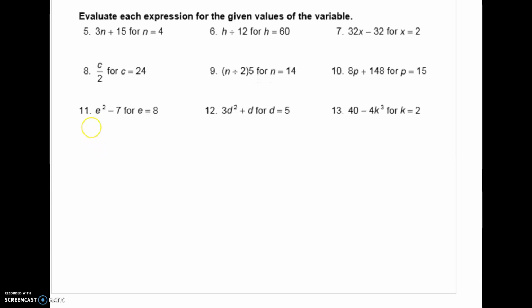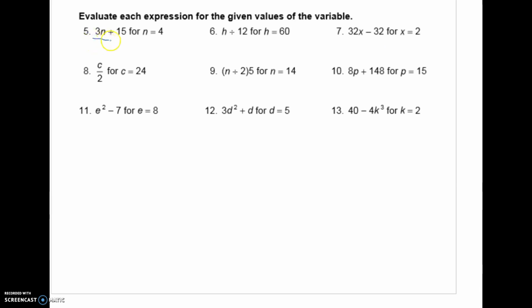Evaluate each expression for the given values of the variable. All right, so again, it's telling us what each variable equals. n equals 4. The next one's h equals 60. x equals 2. All right, so it tells us what to plug in for the variable. Only thing that's different from this bottom part from the top part is you have a different expression each time. All right, you're not using the same one. So let's work through a few of these.